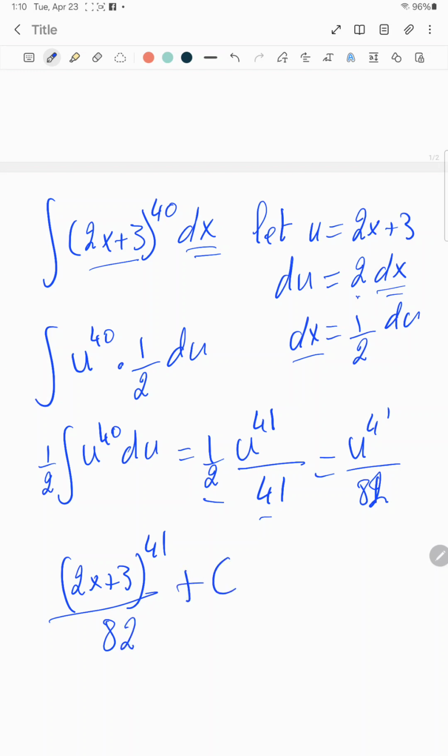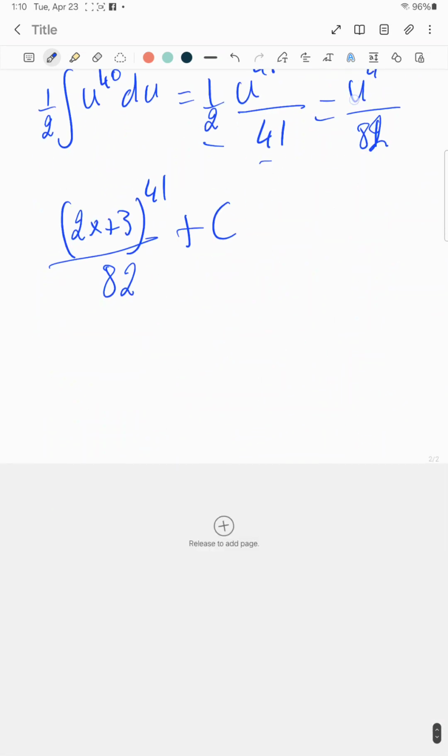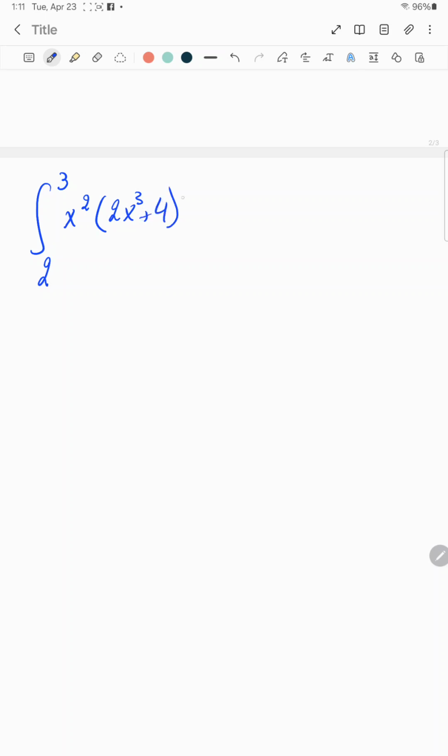So in such cases, it's easier to change variables. I'll give you another example, and you will see how changing the variable will be much easier. Let's do the integral between 2 and 3 of x squared times (2x to the power of 3 plus 4) to the power of 3 dx.